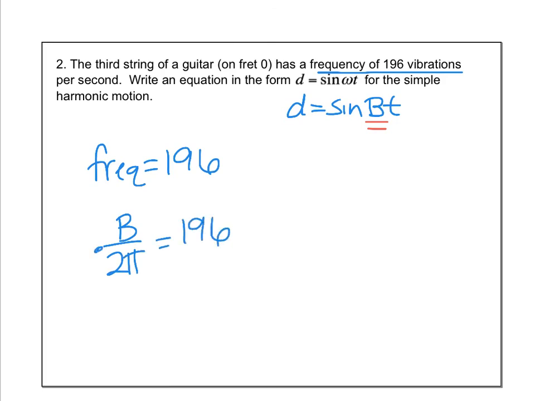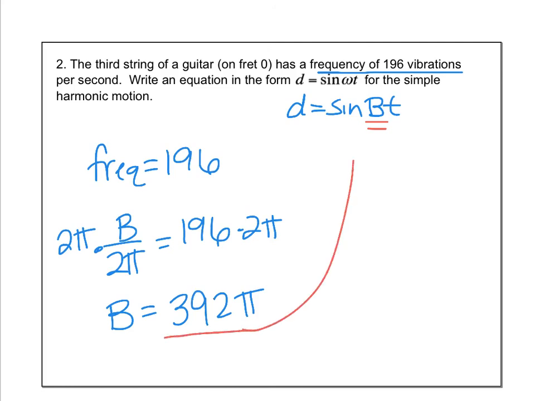And then to solve this, to get rid of the 2 pi, we just have to multiply it on that side. B is going to equal 392 pi. I didn't grab my calculator. 392 pi. And then to answer the question, you just have to take that as B and plug it in up there. So it's going to be D is equal to sine 392 pi t.